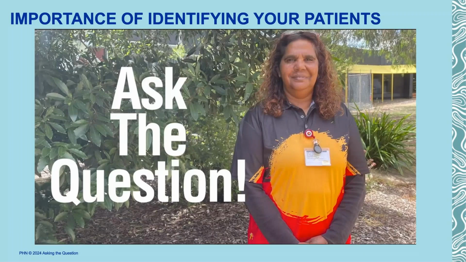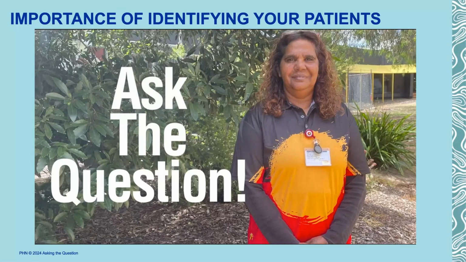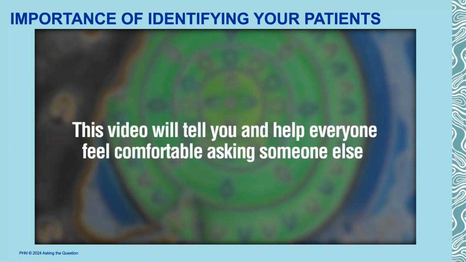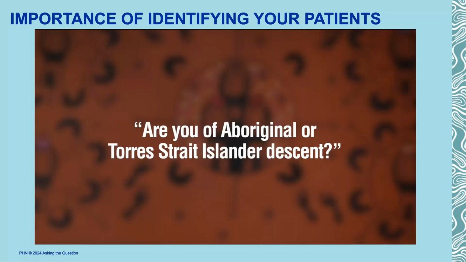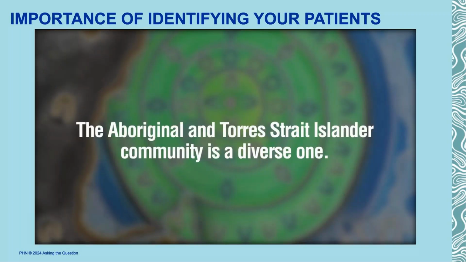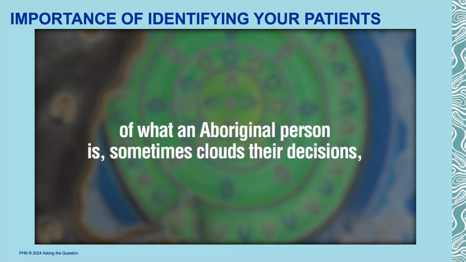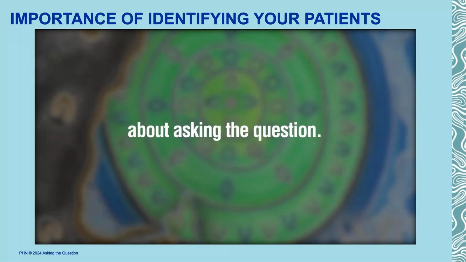Hi, I'm Naomi and I'm a Kurnai woman. Hi, I'm Jackie and I'm a Gunditjmara woman. Why is asking the question so important? This video will tell you and help everyone feel comfortable about asking somebody else. Are you of Aboriginal or Torres Strait Islander descent? The Aboriginal and Torres Strait Islander community is a diverse one. Aboriginality isn't about the colour of a person's skin, so people's perceptions of what an Aboriginal person is sometimes clouds their decisions about asking the question.